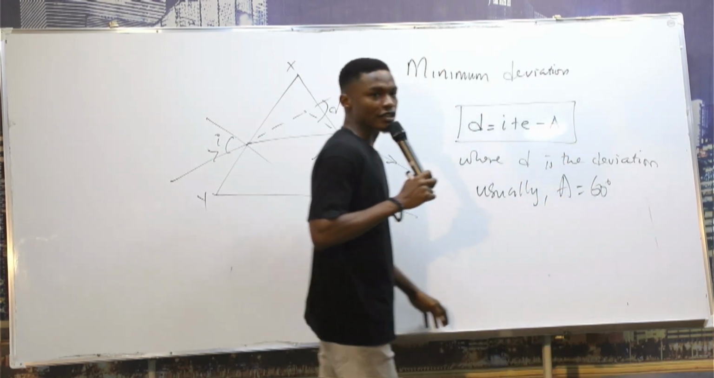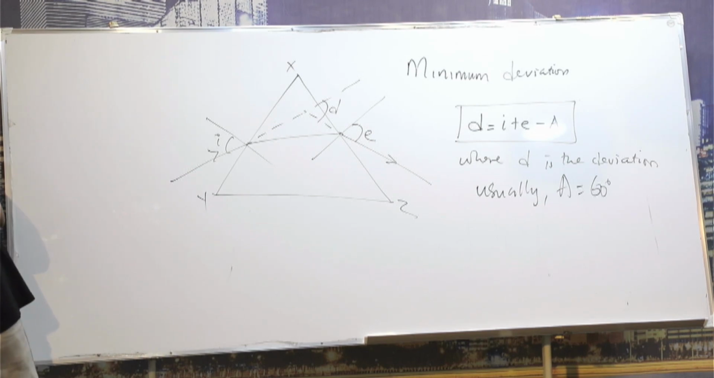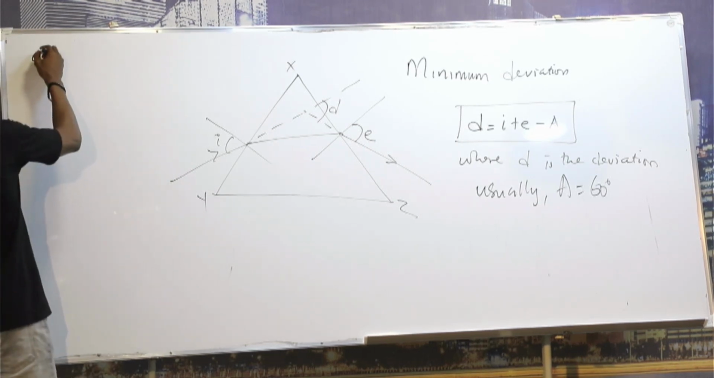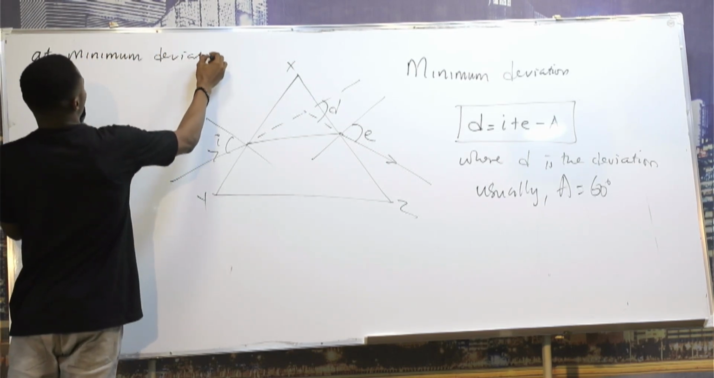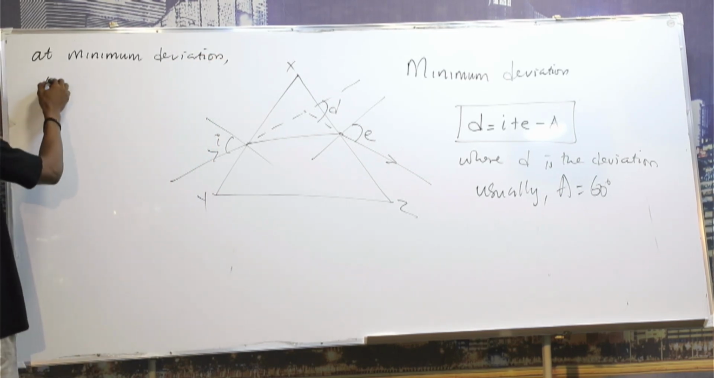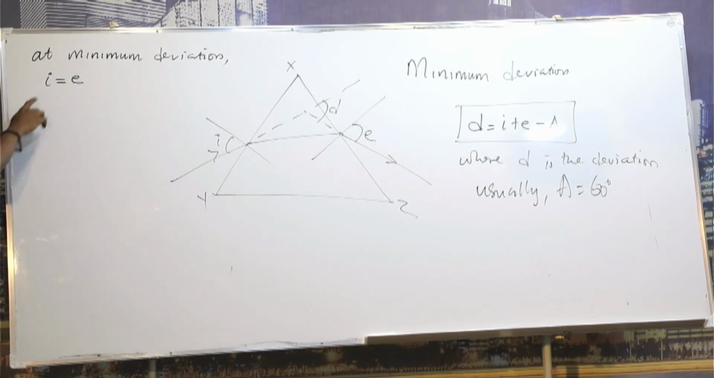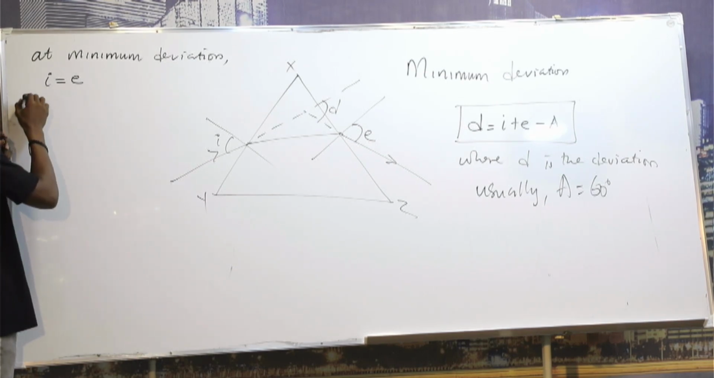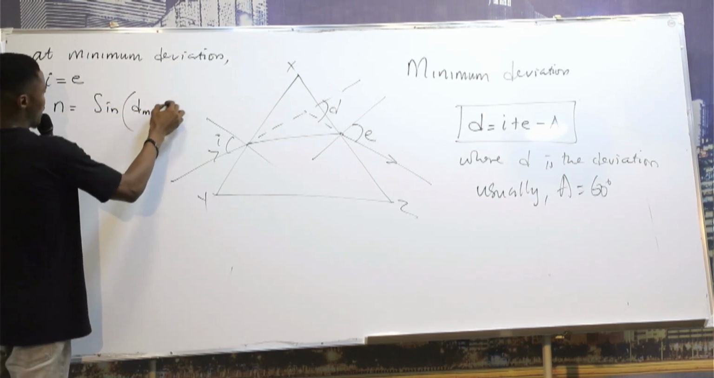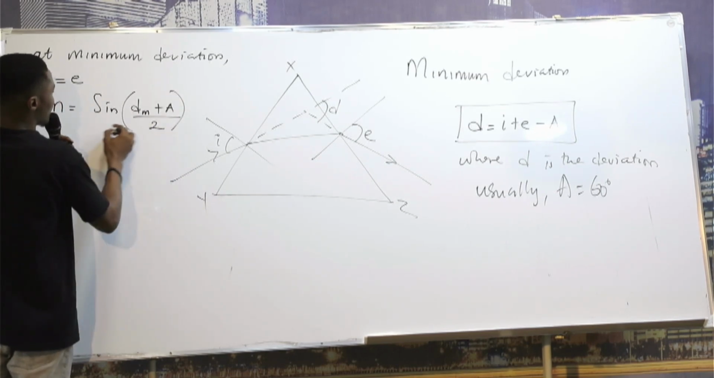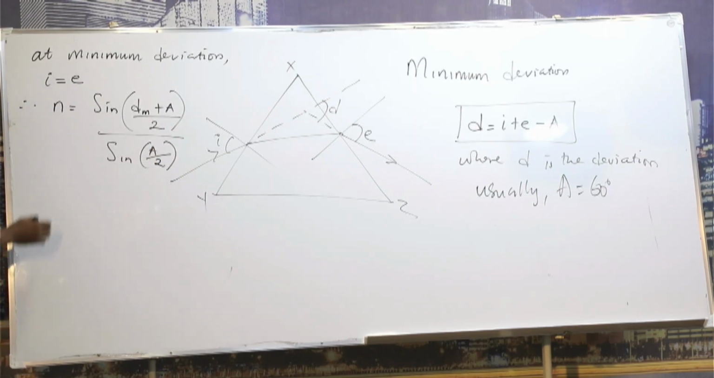Now, let's continue. At minimum deviation, I equals E. Therefore, n equals sine of (Dm plus A) all over 2, divided by sine A over 2. This is the formula.